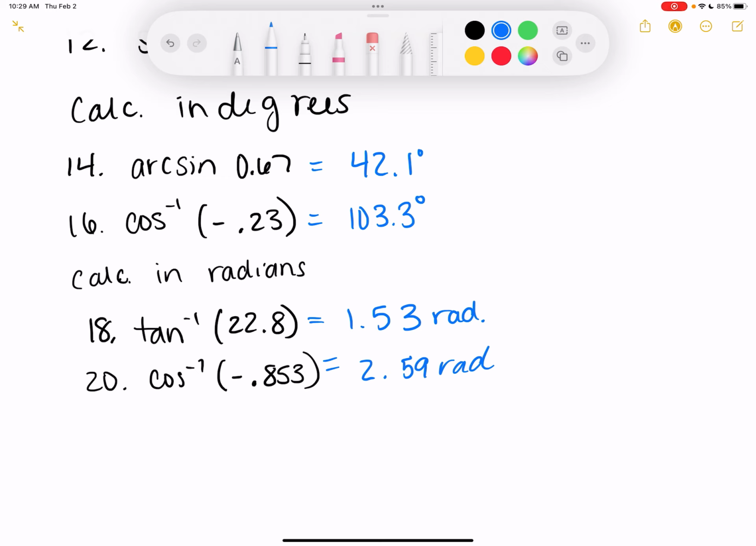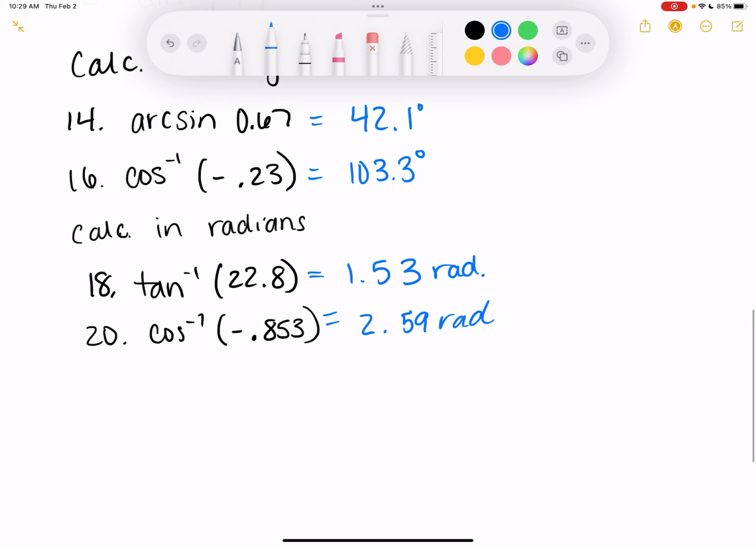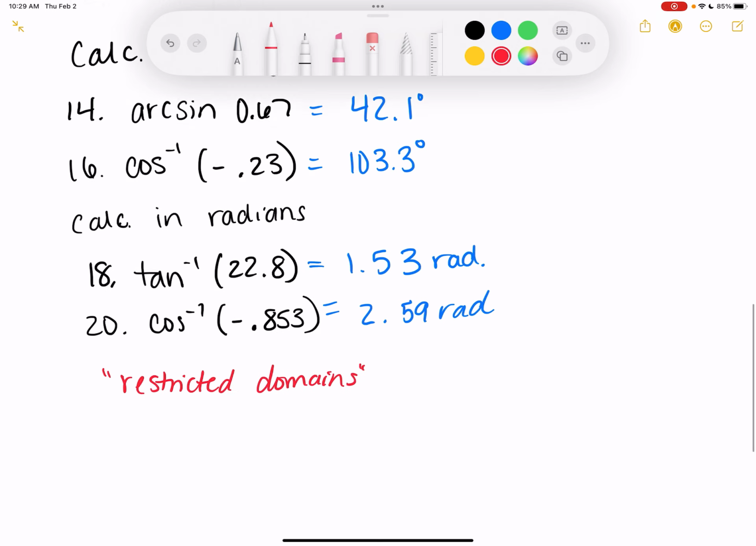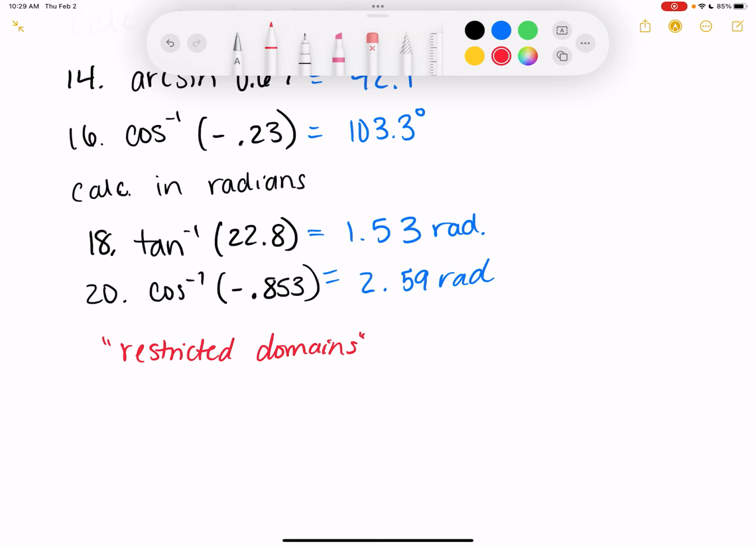Were the restricted domains in your notes? I don't think so. No? Okay, then I'm gonna do those now. Alright, restricted domains. They kind of just logically make sense, but I'm going to write them anyways. Sine of inverse sine of x is equal to x.